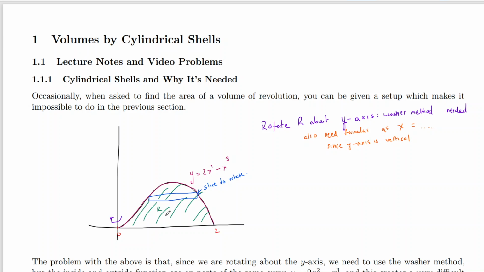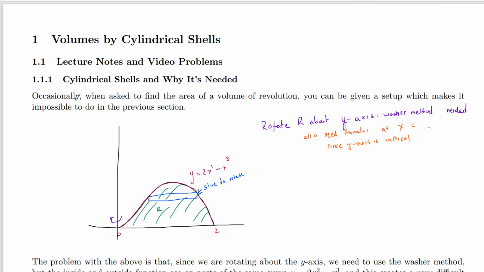And the main reason we're going to need it is there are certain situations where you can figure out the volume of a region when it's revolved around some line. However, we might not be able to actually set it up in the washer or disk method way. And that's where this method of cylindrical shells is going to come in.